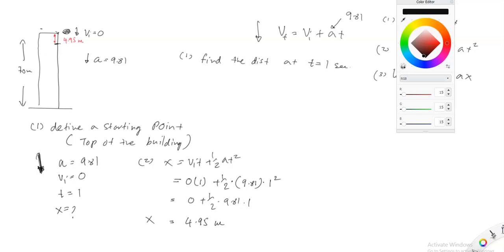Alright, so there's 2 more questions. Find the distance when time equals 2 and 3. I want you guys to try that. I'm going to add a question: total time, or in other words, how long it takes to hit the ground. Another question, number 4, final speed. What is the speed when it hits the ground? So let's give a try how to find these.